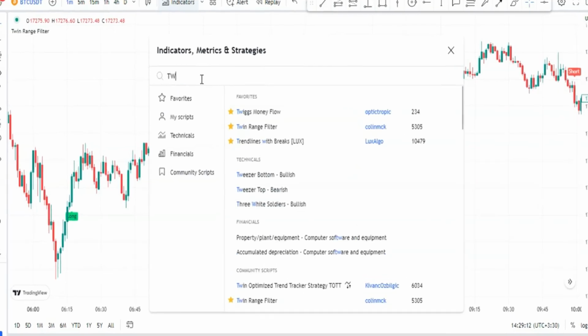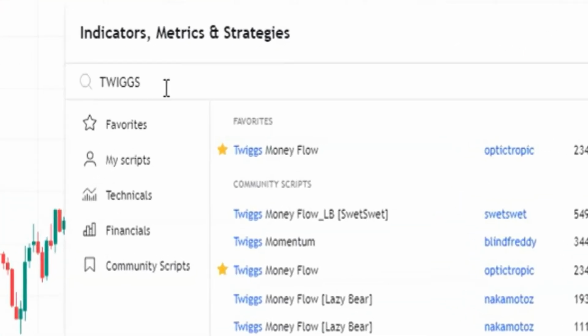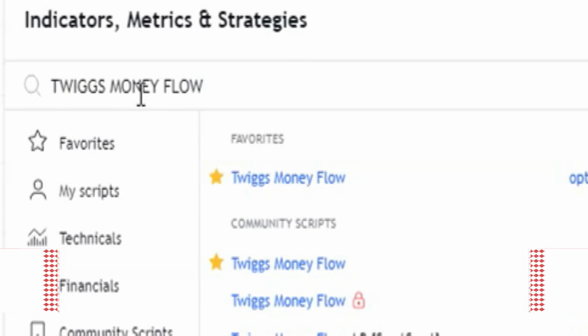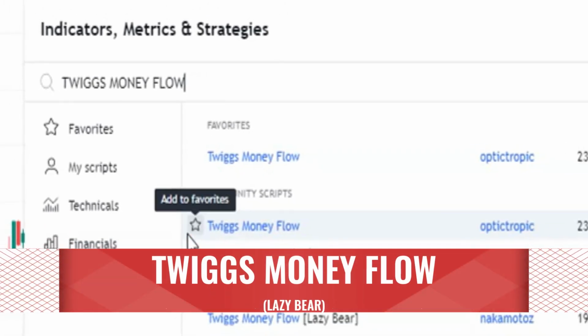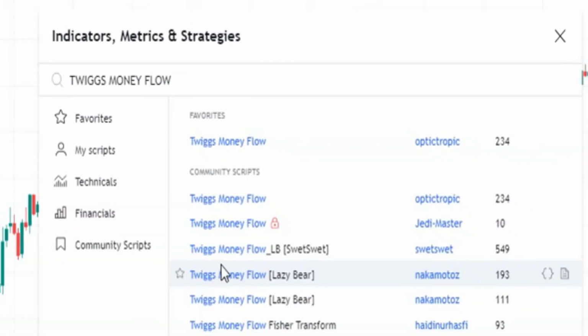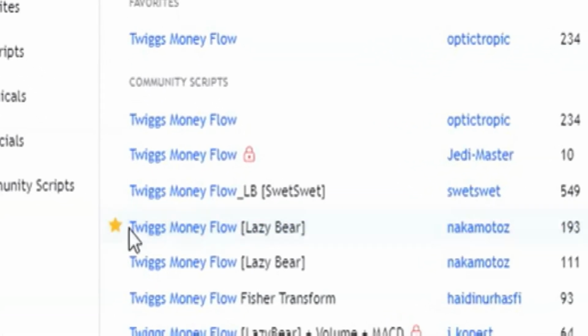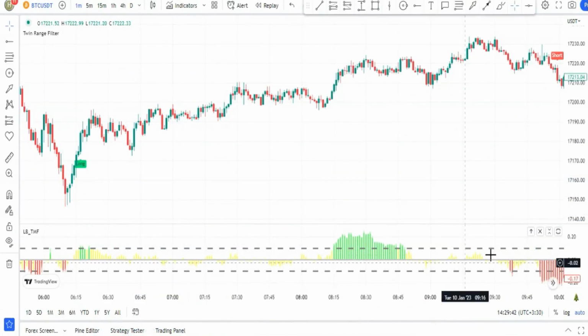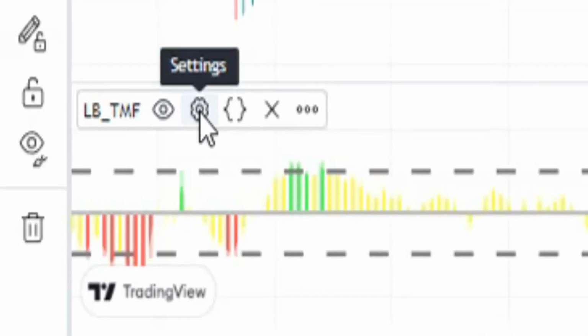Now it's time to apply the next indicator to the chart. We will search for Twix money flow in the search box of TradingView. In which we have to change some settings.